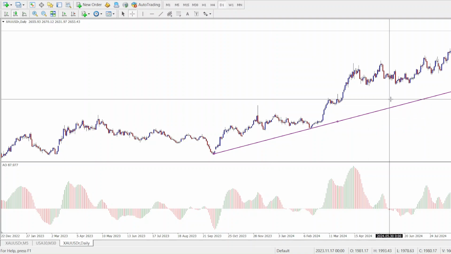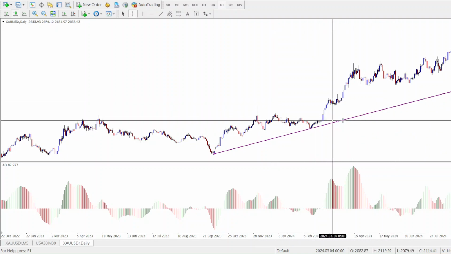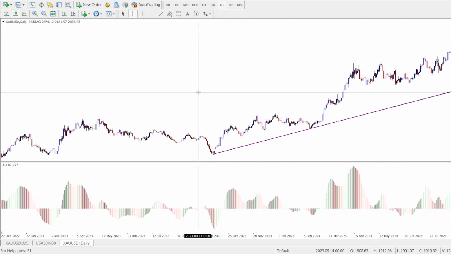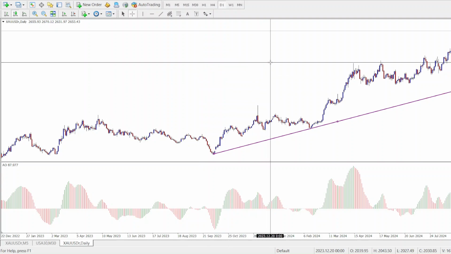So you can use your trend lines for extra confirmation. You can use other indicators as well. So basically that is that for the Awesome Oscillator, and this is how it works. You can use this as an additional tool to your trading arsenal.